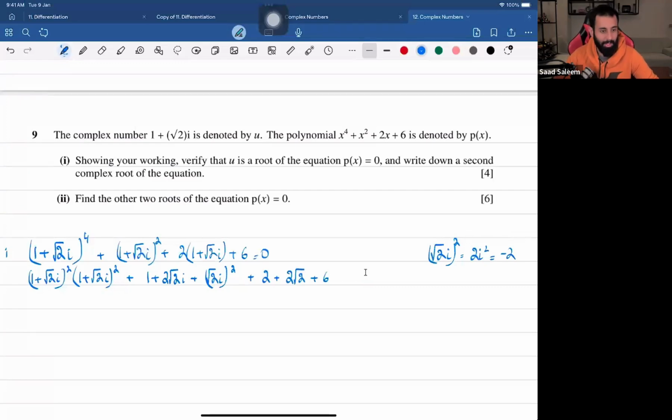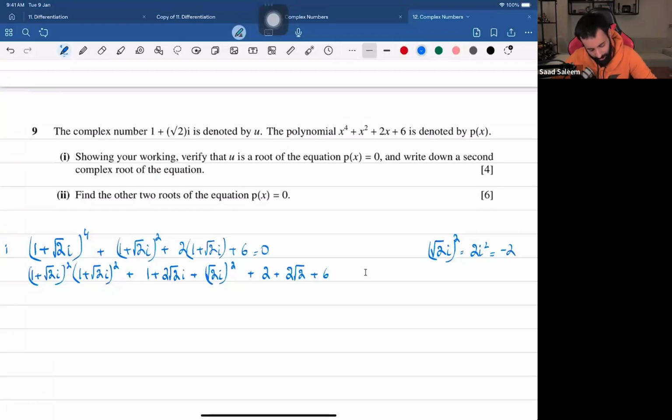P3 and Chem P5. Chem P5 is practical? No, wait, that's P3. Okay, I hope it's not the main theory paper. I hope.